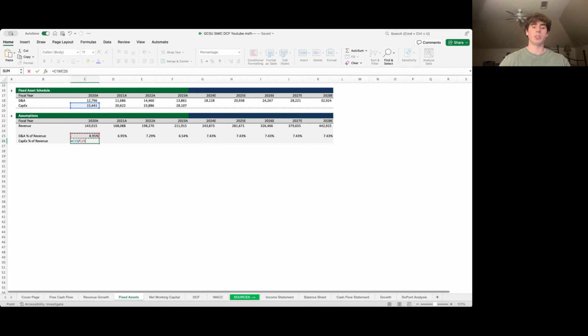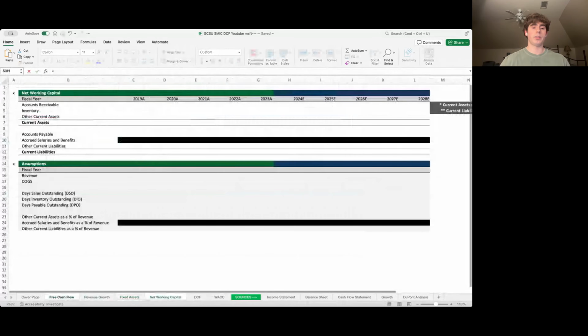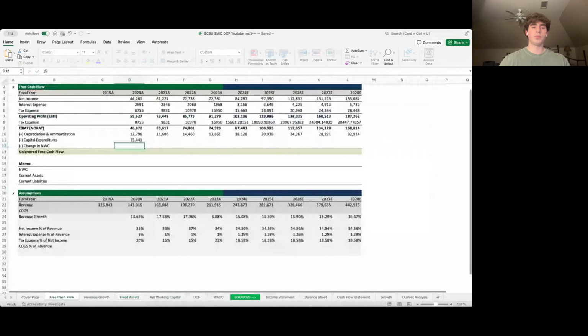of revenue. So CapEx divided by revenue. We're also going to take an average of these percents. Up top, revenue times this percent. We're going to link this back to the free cash flow page. So go back up and link the values. So next is a change in net working capital.